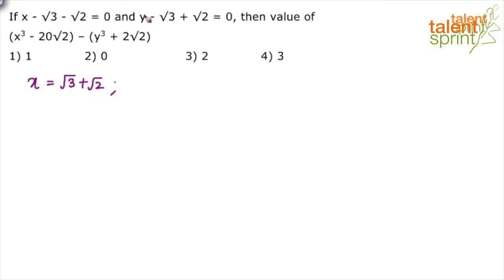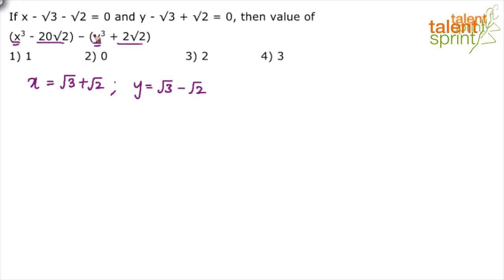Then what about y? y minus root 3 plus root 2 equals 0. So y will be equal to root 3 minus root 2. Right? So we are trying to get things on the proper side. Now we have to find x cube and y cube to get the value of this expression, because the other two are constants, minus 20 root 2 plus 2 root 2. So what is x cube and what is y cube?